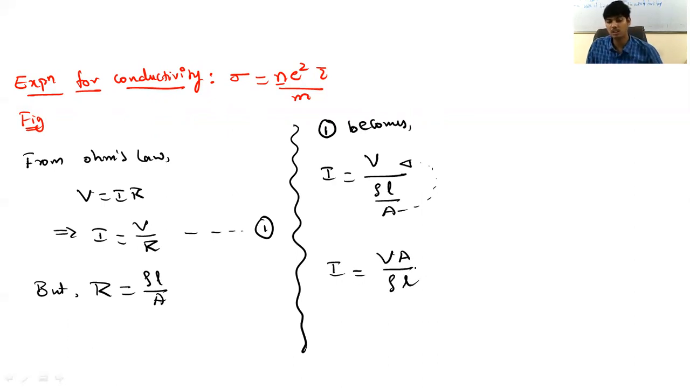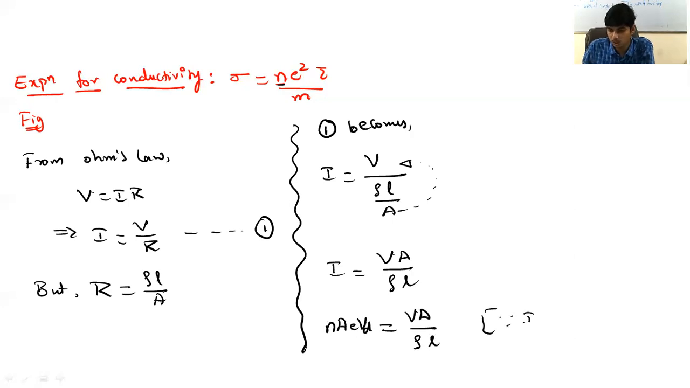But the thing here is you are not supposed to get this A to the denominator. If you get this A to the denominator, we'll get current density, which is not required at this point of time. We need to express conductivity in terms of the number of electrons per unit volume, N. So what can be done is we can express I as NAEVD. We know that I is equal to NAEVD; we have derived this relationship. That is equal to VA by rho L.